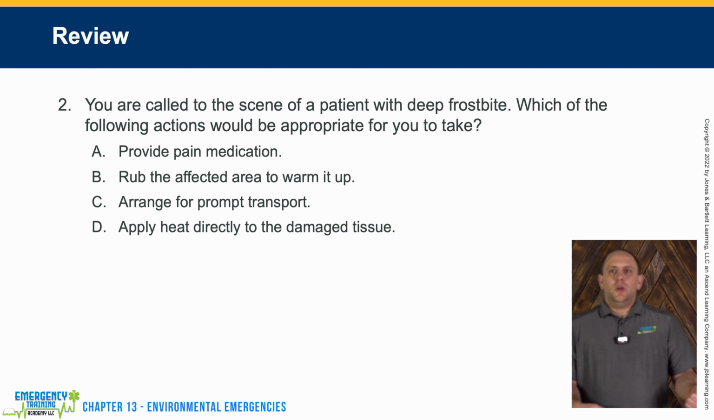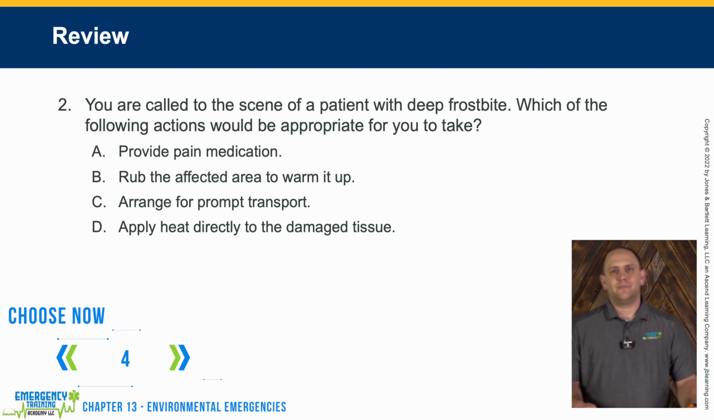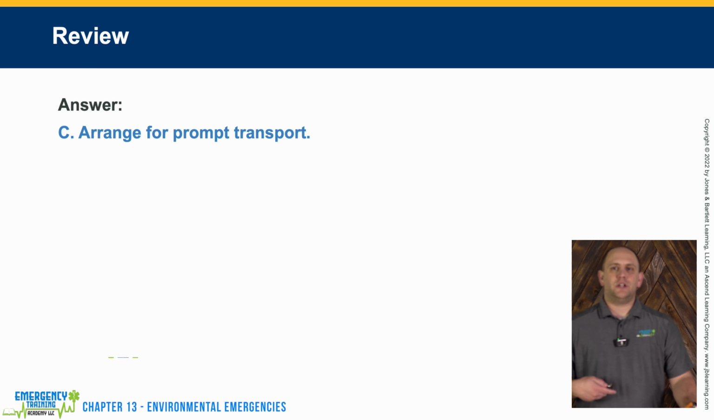Question number 2. You are called to the scene of a patient with deep frostbite. Which of the following actions would be appropriate for you to take? A. Provide pain medications. B. Rub the affected area to warm it up. C. Arrange for prompt transport. Or D. Apply heat directly to the damaged tissue. And the answer for this one is C. Arrange for prompt transport.